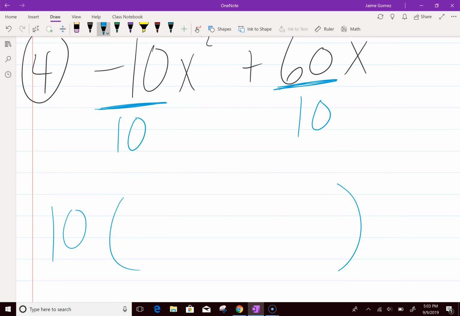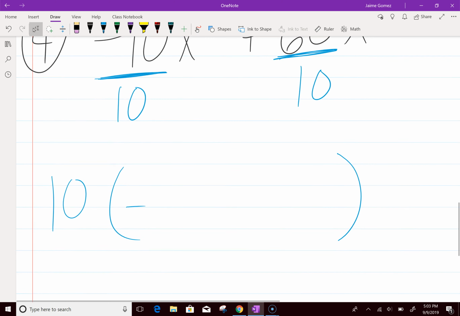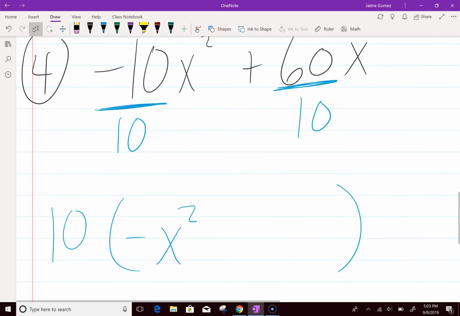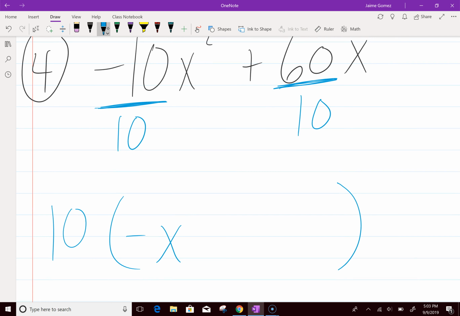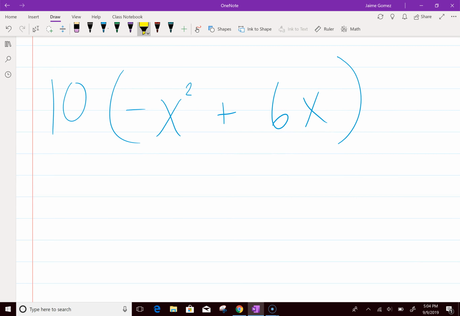So, negative 10 divided by 10, that's negative 1, and then we don't forget about the x squared. Then the plus sign. Now 60 divided by 10 is 6, and don't forget about the x. Now, real quick, this minus sign, we don't want a minus in front of the x squared, we want a positive. So I'm going to take out the minus sign.